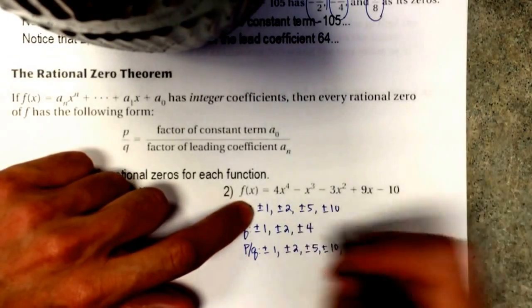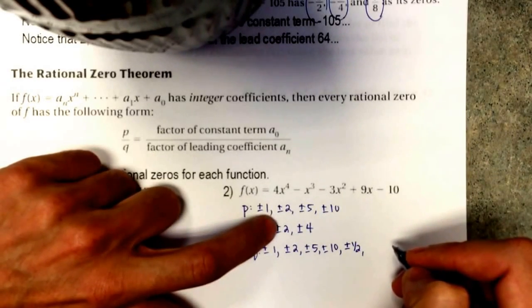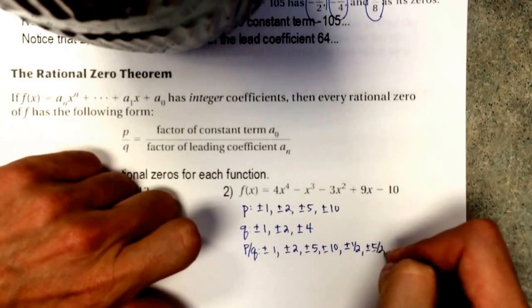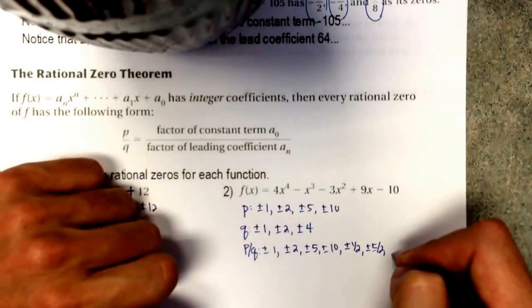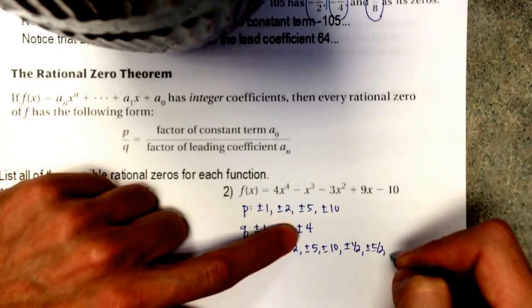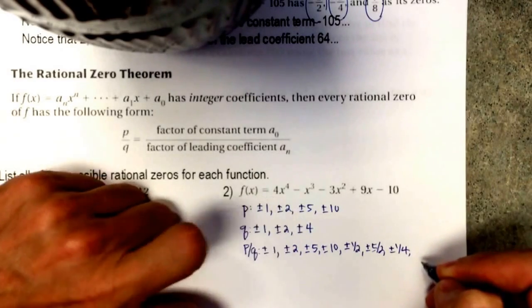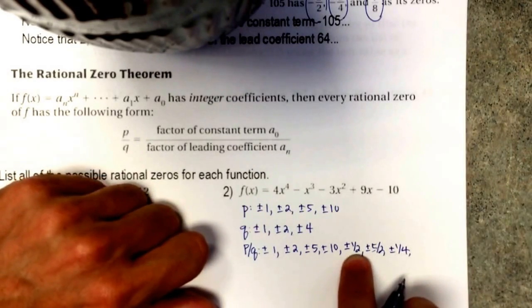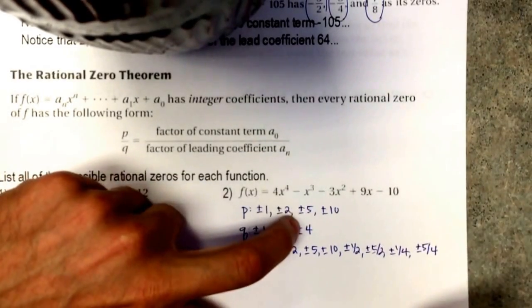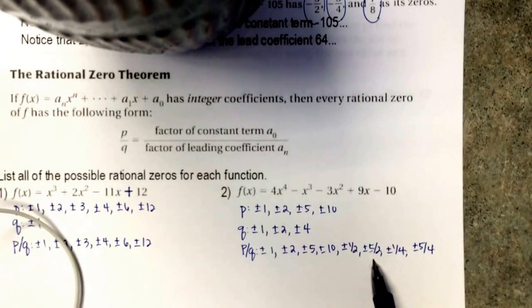So every p divided by 2 would give me plus and minus 1/2. 2 over 2 is 1, that's already listed. 5 over 2 is 5/2. And 10 over 2, which is 5, is already listed. We're going to do the exact same thing with the number 4. 1 over 4 gives me plus and minus 1/4. 2 over 4 is 1/2, it's already listed. 5 over 4 gets listed, 5/4. And 10 over 4 reduces to 5/2, it's already listed, so I don't have to list it again.